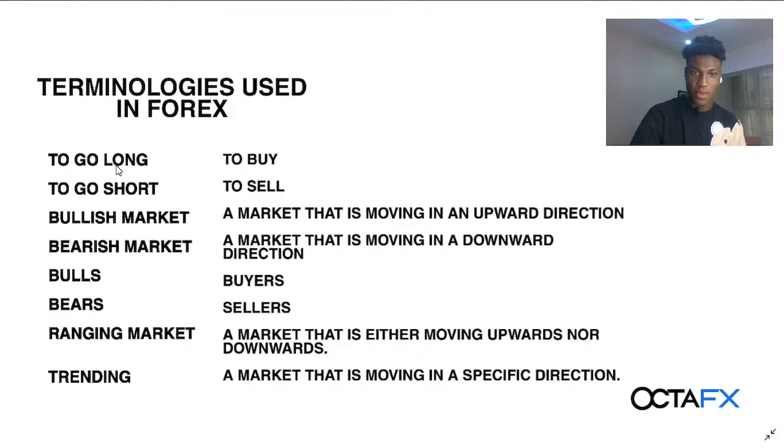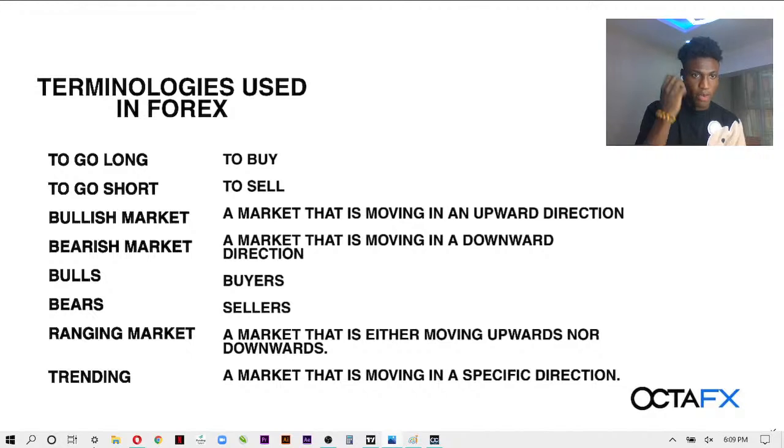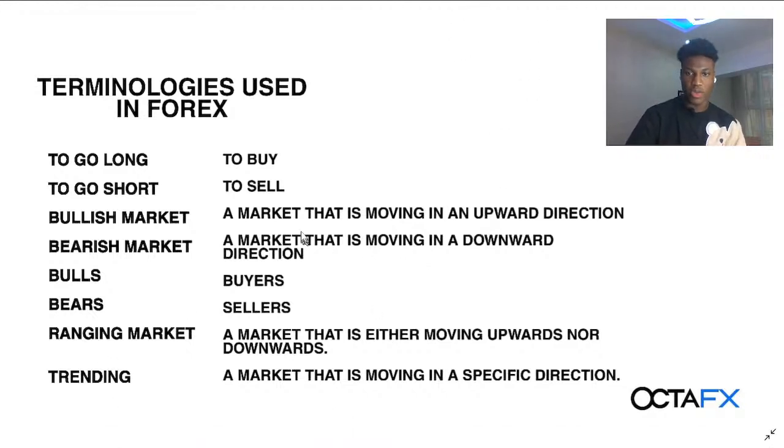Now, to go long means to buy, to go short means to sell. So if I say, I'm going long on GBP USD, it means I want to buy GBP USD. If I say I'm going short on GBP USD, it means I want to sell GBP USD. That's simple. You have a bullish market and you have a bearish market. A bullish market is a market that is moving in an upward direction, and a bearish market is a market that is moving in a downward direction.